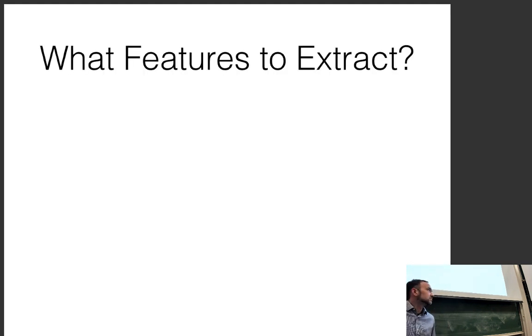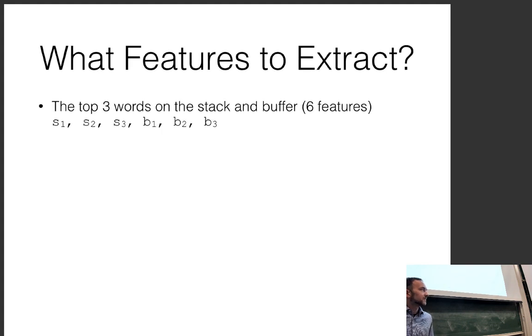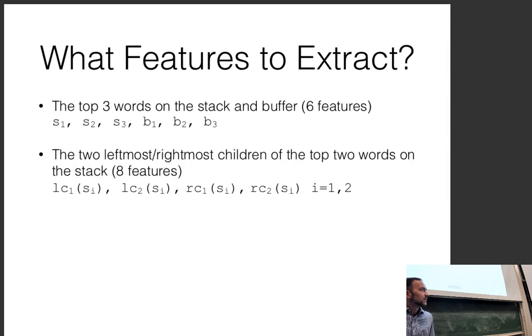Then the question becomes, what features do we want to extract? The way they did this was by taking the top 3 words on the stack and in the buffer, which is 6 features, or 6 essentially embeddings. Also, the 2 leftmost and rightmost children of the top 2 words on the stack, 8 features total.